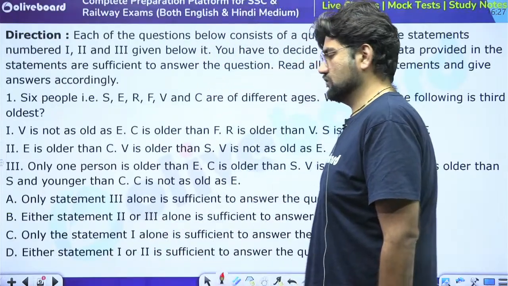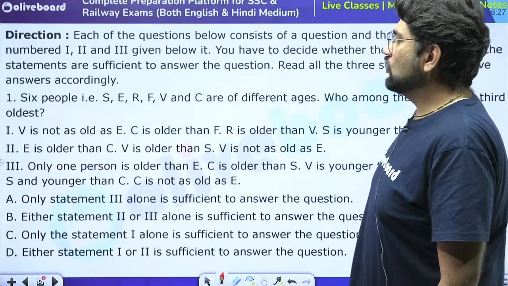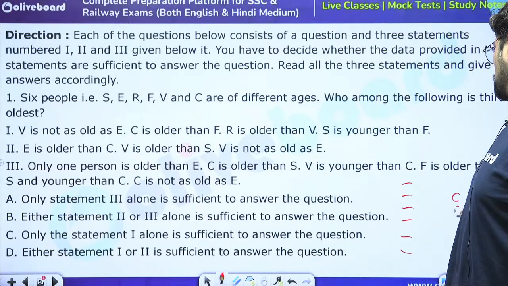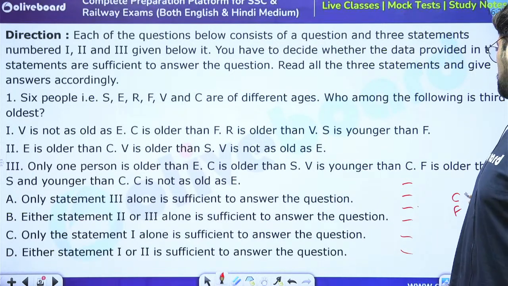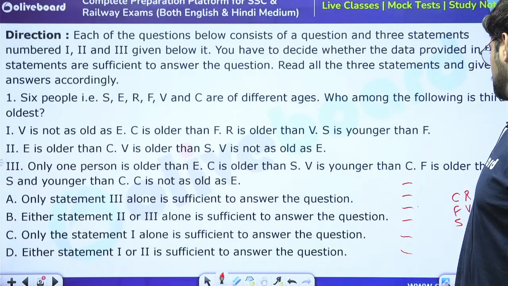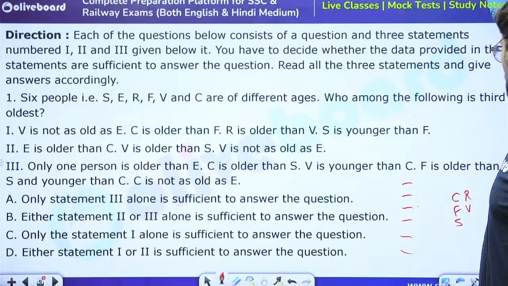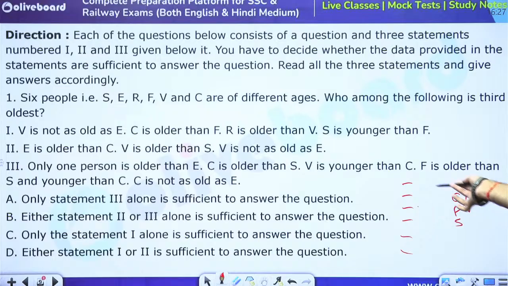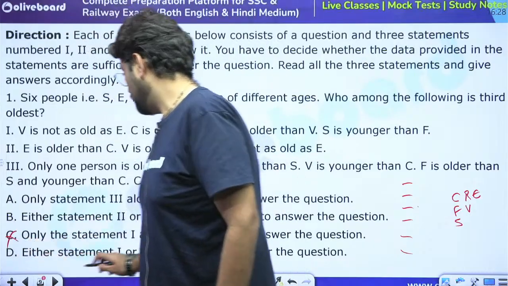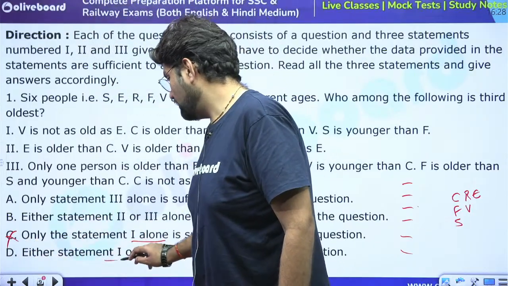So check 1 alone first. Okay. 1 alone is V is not as old as E. C is older than F. R is older than V. S is younger than F. V is not as old as E implies probably E is older than V. But they are not connecting anywhere. Do I know who is the third oldest here? I don't know. Okay, so 1 alone is not sufficient. Now understand, if 1 alone is not sufficient, then 1 will never be sufficient.